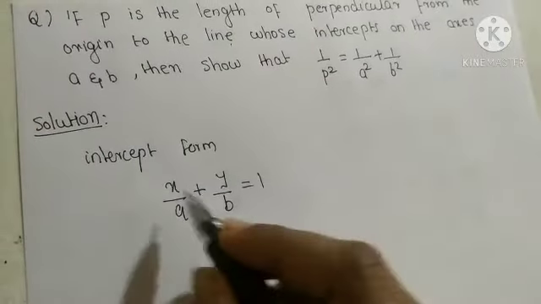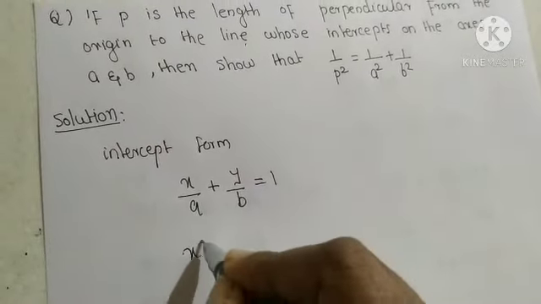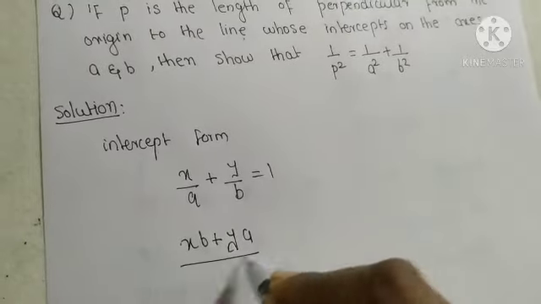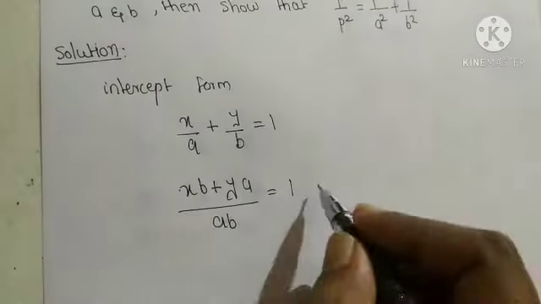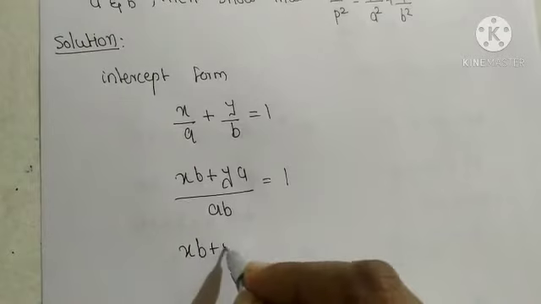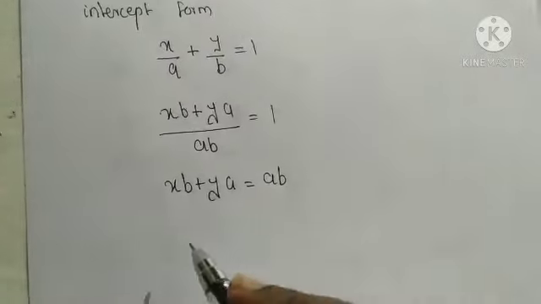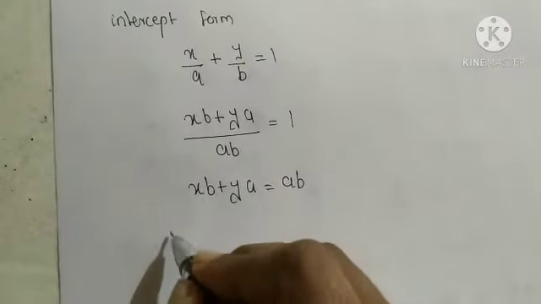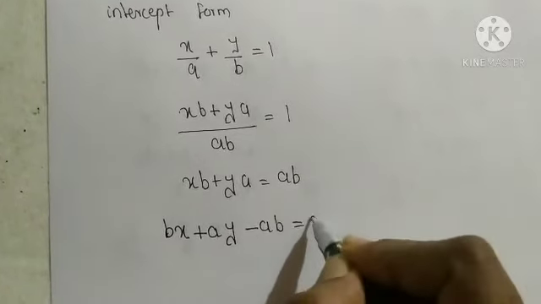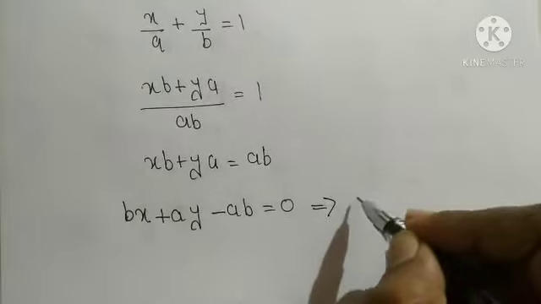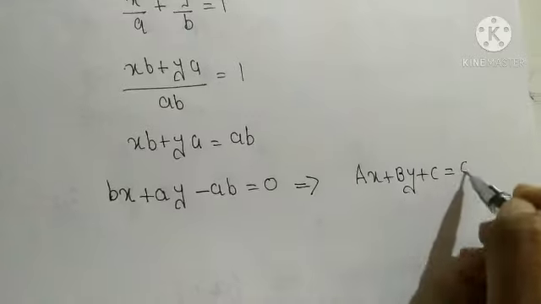Okay, so next I am going to cross multiply these terms. We get x into b plus y into a divided by ab equal to 1. Okay, and taking this ab to the RHS, we get xb plus ya equal to ab. And taking this ab to the LHS, we get bx plus ay minus ab is equal to 0. And this is in the form of the general equation of a line, ax plus by plus c equal to 0.